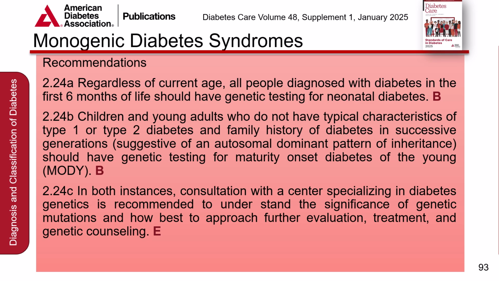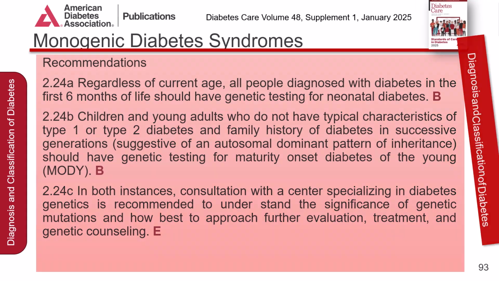Level of evidence B. 2.24c. In both instances, consultation with a center specializing in diabetes genetics is recommended to understand the significance of genetic mutations and how best to approach further evaluation, treatment, and genetic counseling. Level of evidence C.